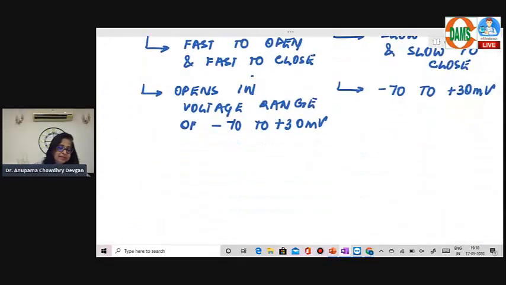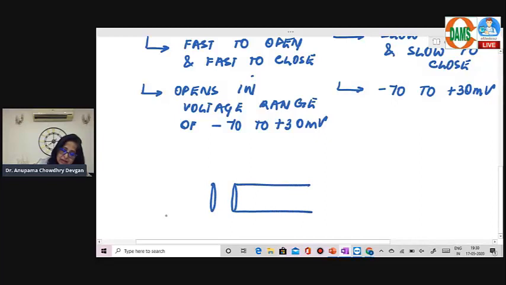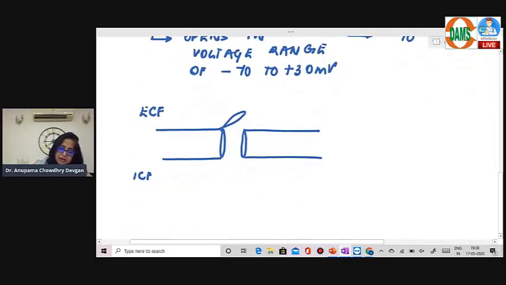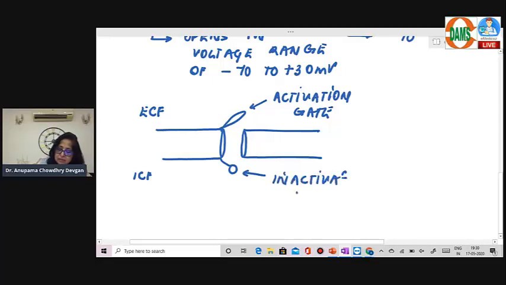Now, another important point is when you look at the sodium channel, it has got two gates. It's a double gate channel. There is a gate towards the ECF and one towards the ICF, right? The gate towards the ECF is called the activation gate. Towards the inside is called the inactivation gate. This is in fact a ball and chain mechanism.